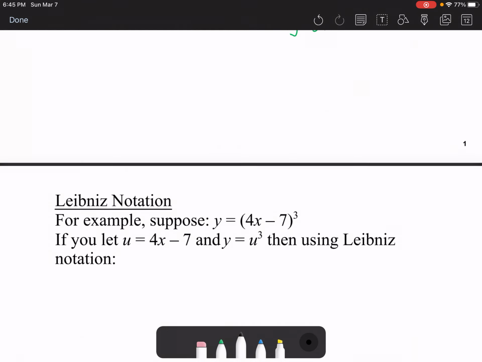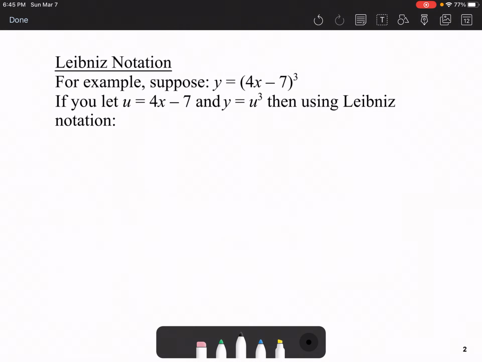So, let's see how Leibniz notation works a little bit more closely. If you have a function inside another function, you state the inside function as something equal to 4x minus 7. So we're going to use the u in this case. And then that means y equals u cubed. So to calculate dy over dx, you're taking dy over du, and you're multiplying du over dx.